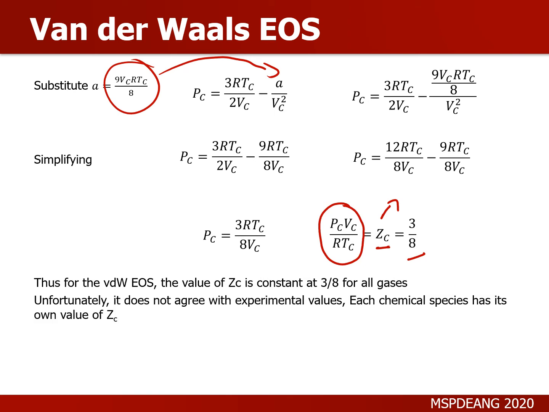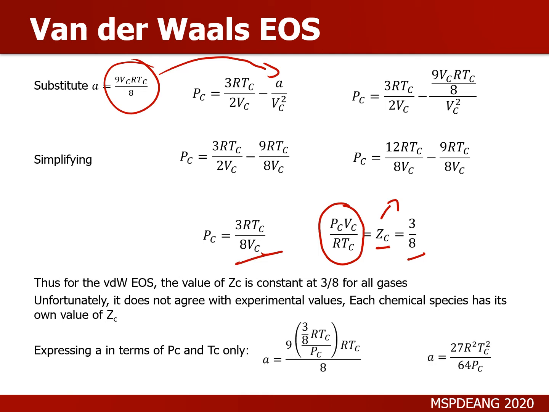So we have actually other cubic equations of state which are more accurate in nature. Pero for the simplest cubic EOS plus the van der Waals, medyo maganda naman yung nakuha natin na results, pero hindi sila yung pinaka-accurate. Okay? So from here, we can now express A in terms of Pc and Tc only by substituting this whole manipulated expression, such that A is now equal to 27R squared times Tc squared over 64 Pc.